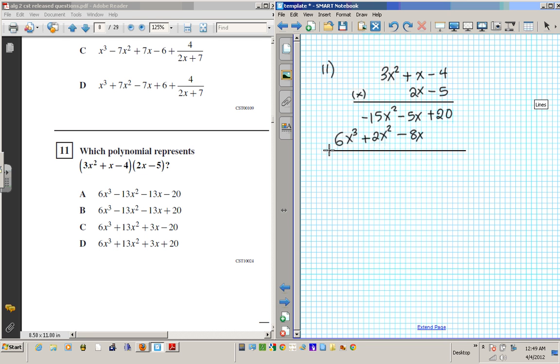So please be careful when you're working with the signs here, because that's the mistake most people make. So the 6x to the third. Signs are different. You subtract and keep the sign of the bigger one, which is negative. So you have negative 13x squared. Signs are the same here. You add and keep the sign, 13x. And then just bring down 20.